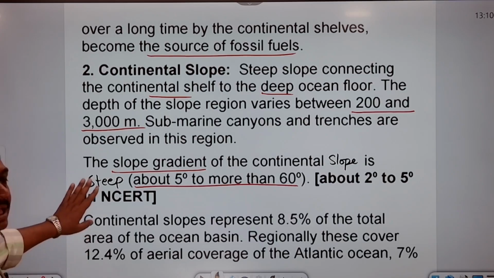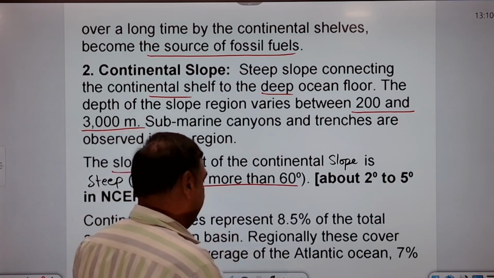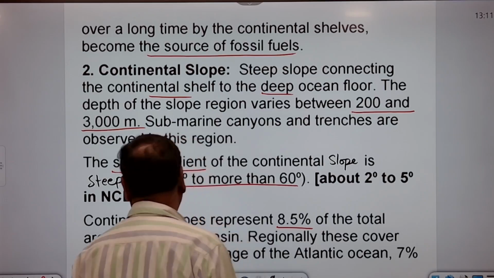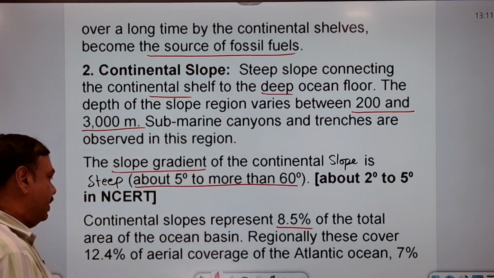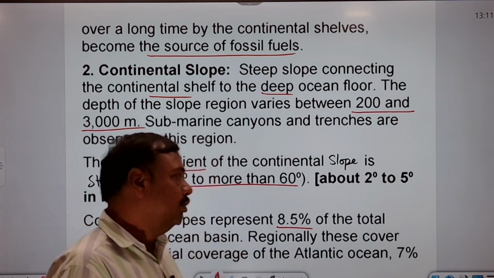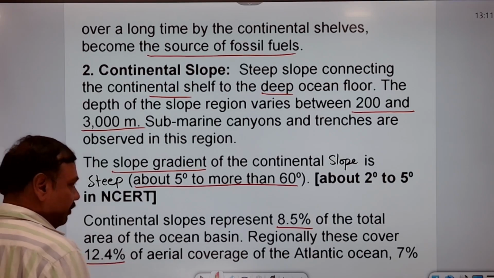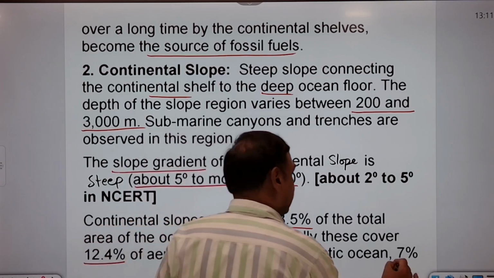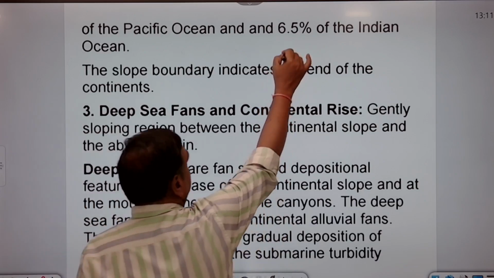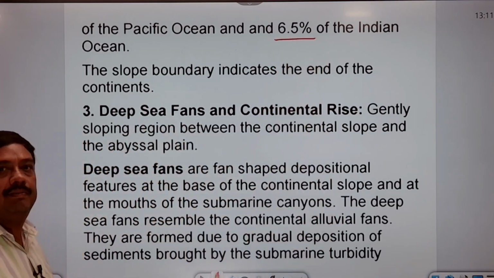As we have seen for the continental shelf, the continental slopes represent 8.5% of the total area of the ocean basin. Particularly if we find out their areal coverage in the Atlantic, Pacific and Indian Oceans, it is 12.4% in the Atlantic Ocean, 7% in the Pacific Ocean, and 6.5% in the Indian Ocean. Their distribution is found in this way.